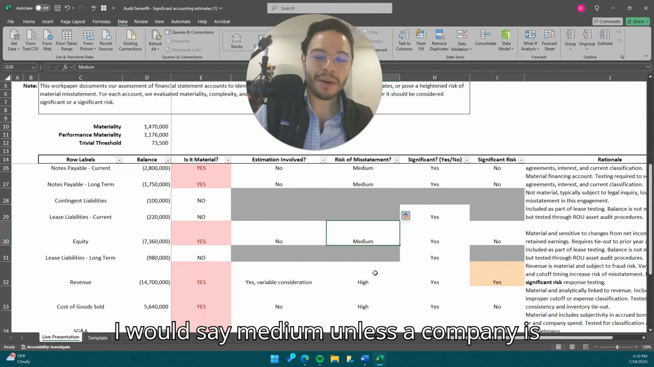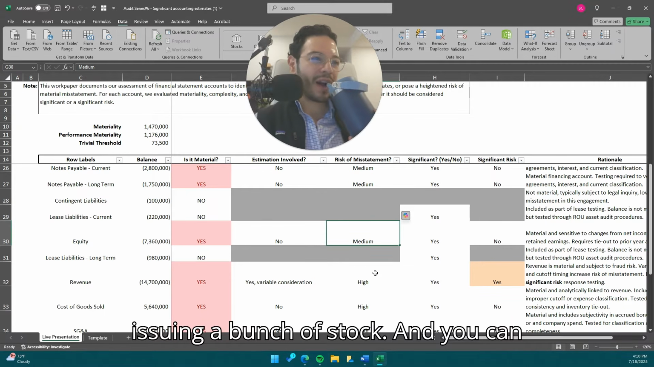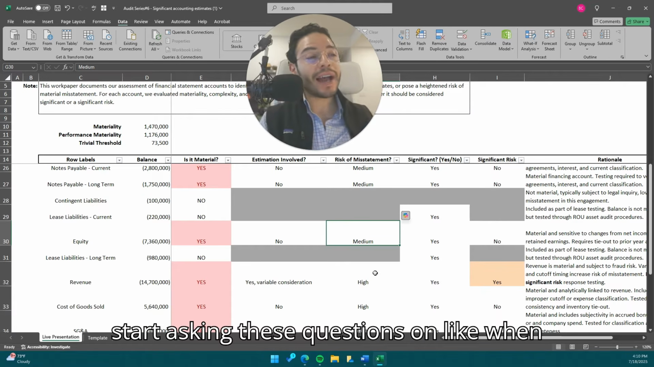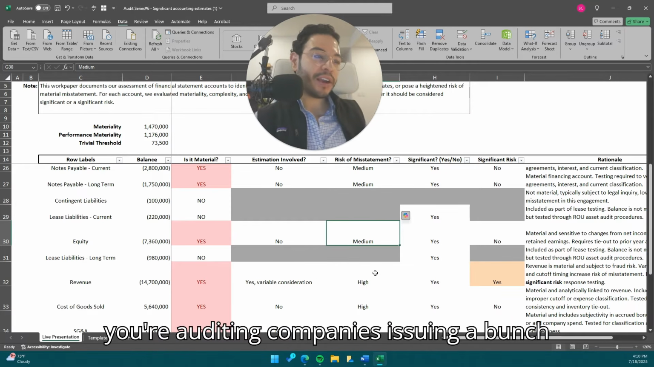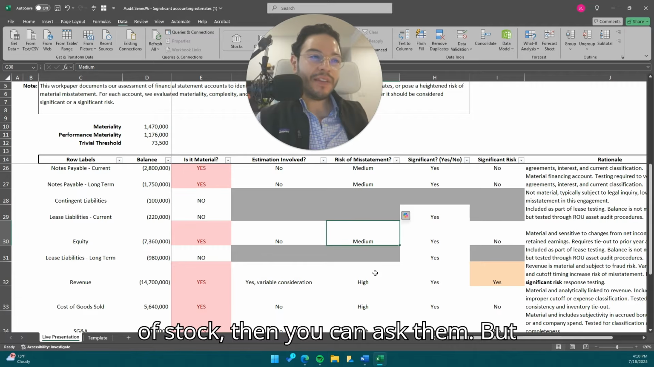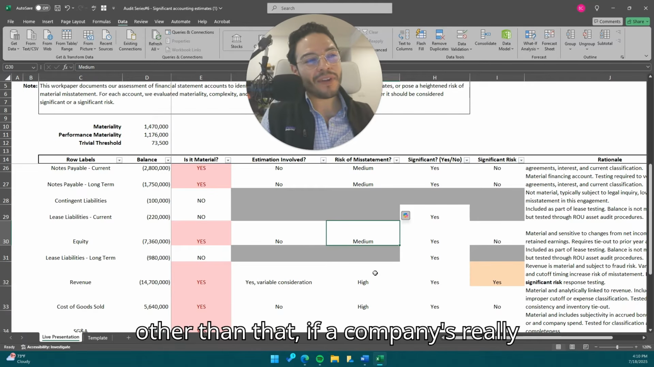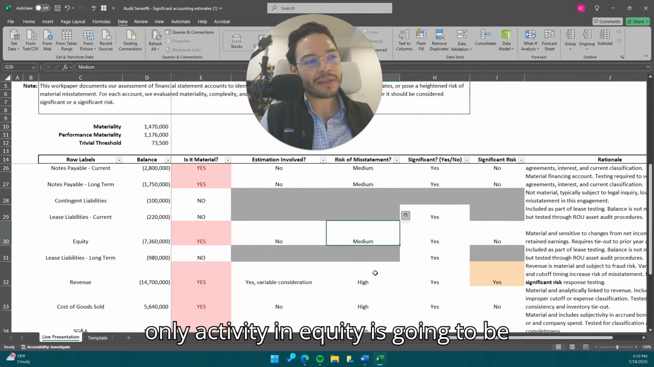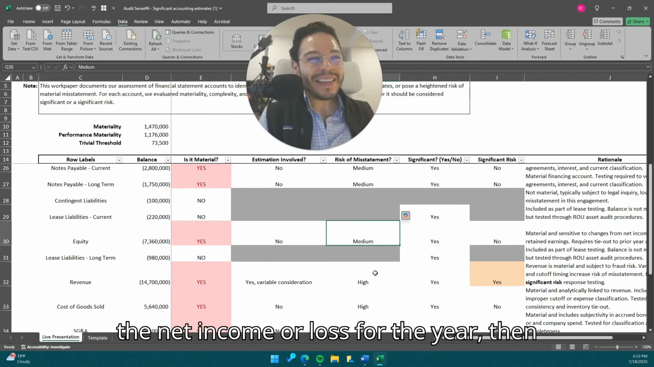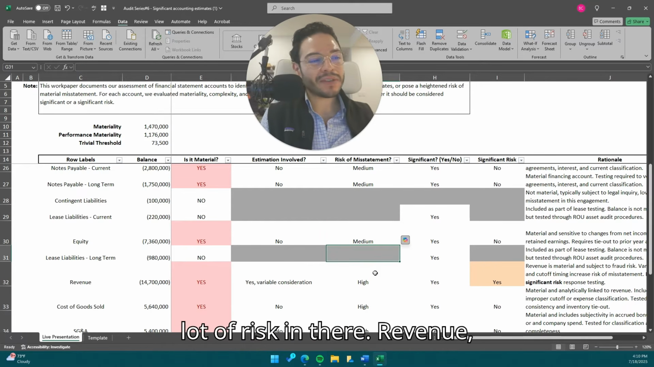Equity, I would say medium unless a company is issuing a bunch of stock. You can start asking these questions when you're auditing your companies. If the company's issuing a bunch of stock, then you can ask them. But other than that, if a company's only activity in equity is going to be the net income or loss for the year, then I would say it's medium. There's not a lot of risk in there.